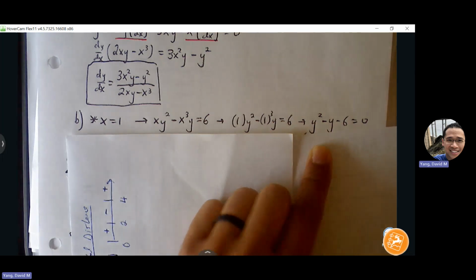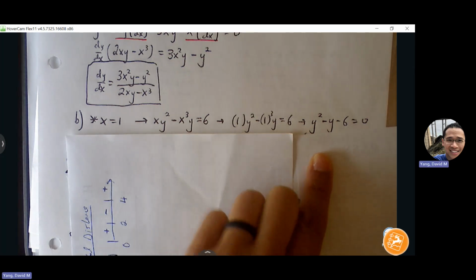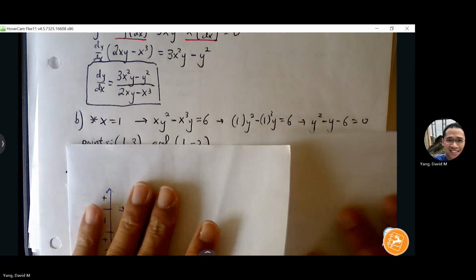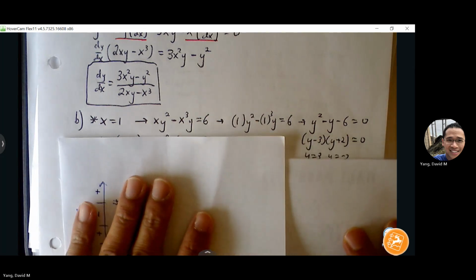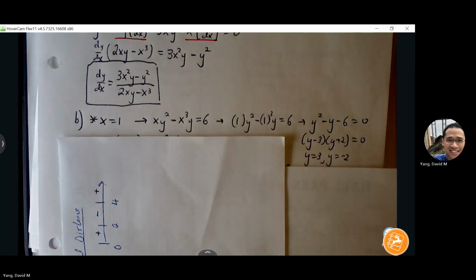Okay, so this should be factorable, right? y squared minus y minus 6. What multiplies to be -6 and adds to be -1? -3 and 2, yep. So we go ahead and go through factoring here. So I get 3 and -2. What does that tell us?